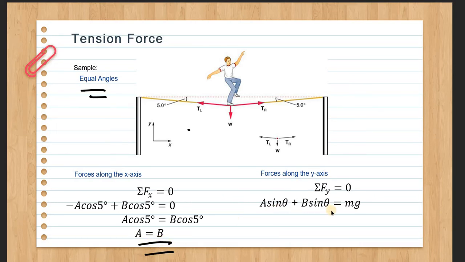And then, for you to solve that, you can have, for the force along the y-axis, so this is your equation. But because they are equal, you can proceed to A sine of theta and substitute this one with A. So that will be plus A sine of theta equal to mg. So you have here A sine of theta and then A sine of theta. So you can simplify that. Okay, so you have here the value of that, and then proceed to the substitution, and then isa na naman yung value na kailangan mo, so equal naman yan.